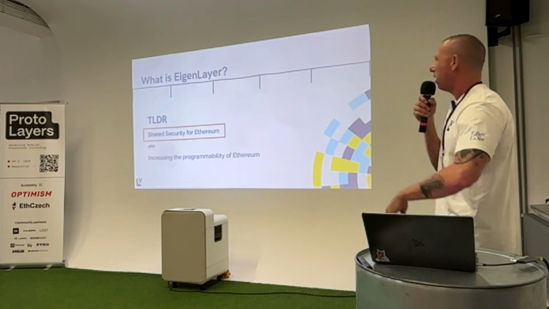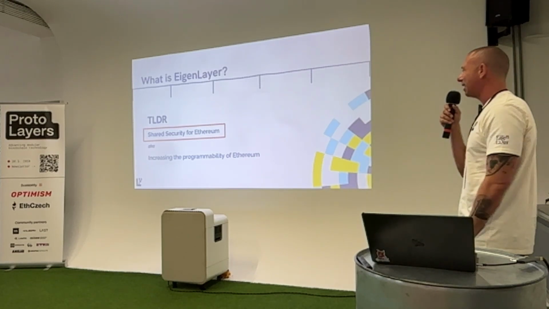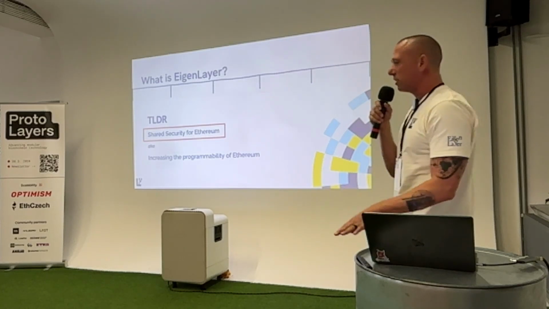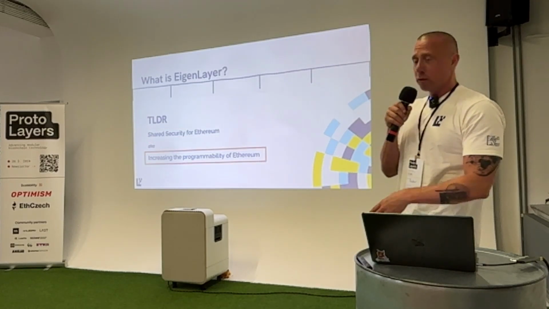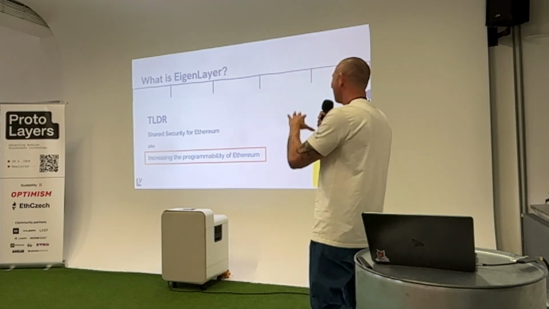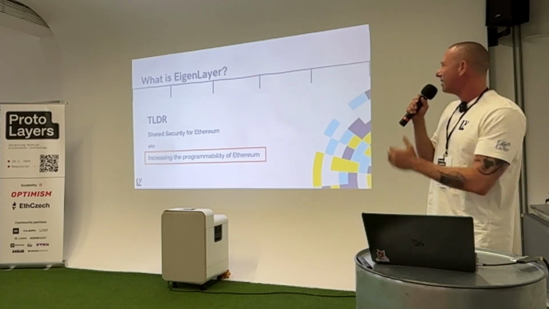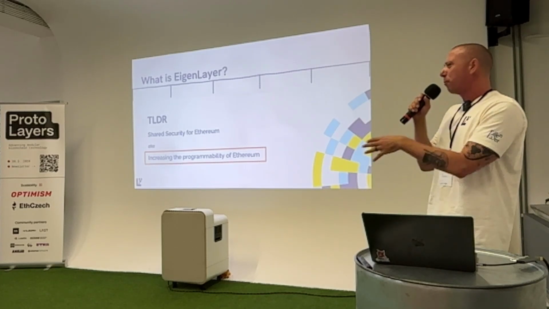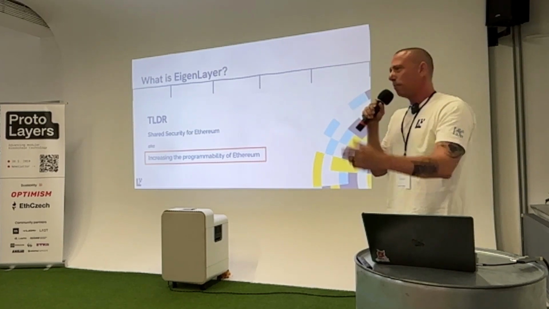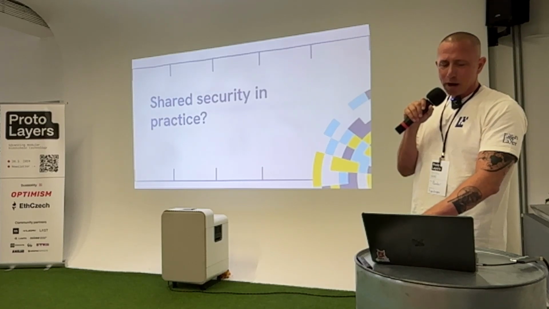So I like TLDRs because they take a bunch of mumbo jumbo and make it really succinct. So a couple of TLDRs here. You could think of EigenLayer as shared security for Ethereum, or increasing the programmability of Ethereum. So what does that even mean? It just means that right now you can program smart contracts, but with EigenLayer and similar products, you can program anything. So what does shared security look like in practice?